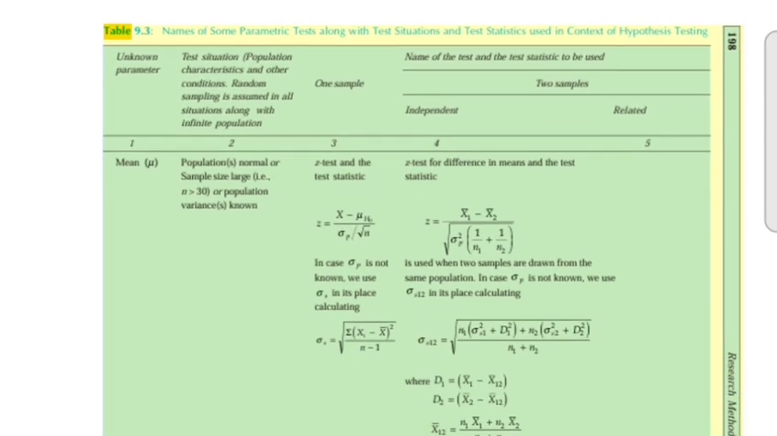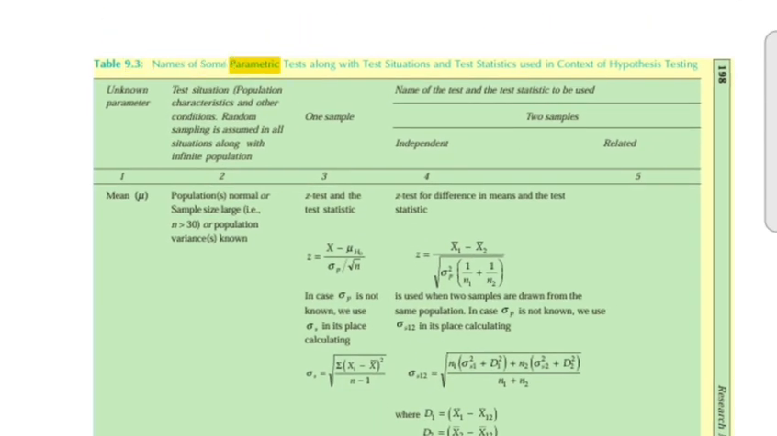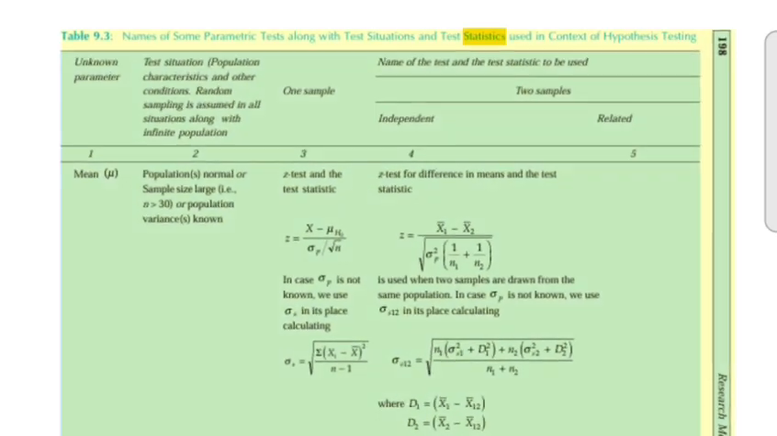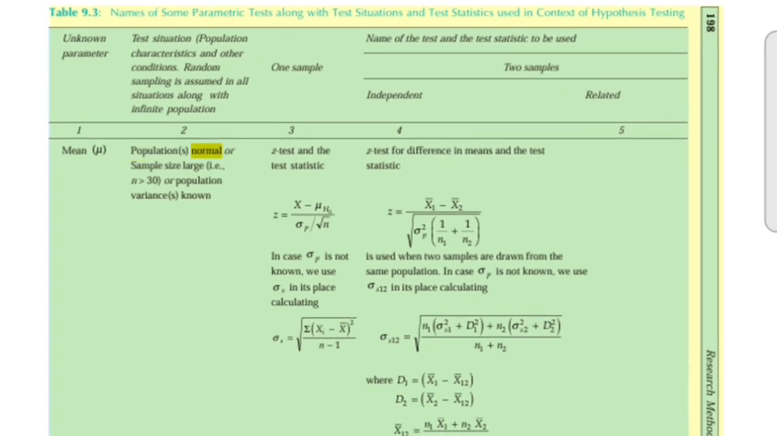Research Methodology, Table 9.3. Names of some parametric tests along with test situations and test statistics used in the context of hypothesis testing. Test situation, name of the test and the test statistic to be used, parameter, characteristics and other conditions. Random sampling is assumed in all situations. One sample, two samples, independent, related, infinite population. Mean, populations normal: z-test and the z-test for difference in means, and the test statistic, sample size large, i.e., n greater than 30, or population variances known.